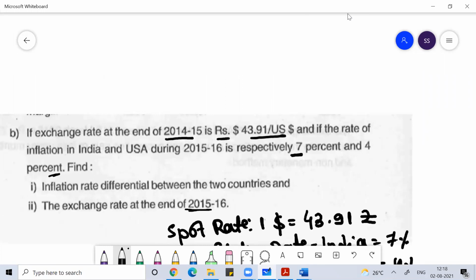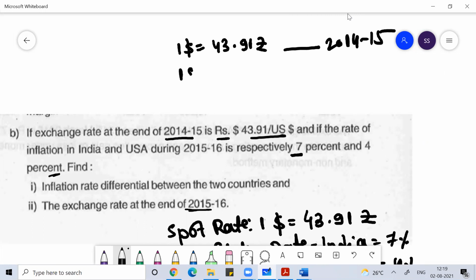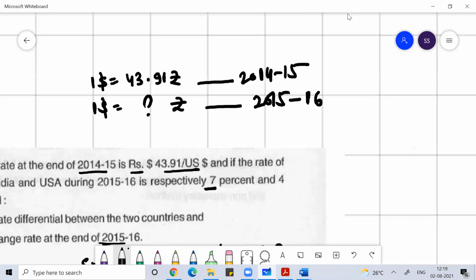Okay, so always here you can see, guys. If $1 is equal to 43.91 rupees, this is the exchange rate at the end of 2014-15. And I want to know $1 is equal to how much rupees at the end of 2015-16. So what mechanism can we follow to determine the exchange rate for 2015-16 at the given condition? So always you can understand this.